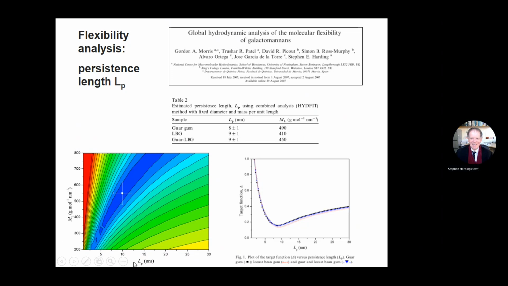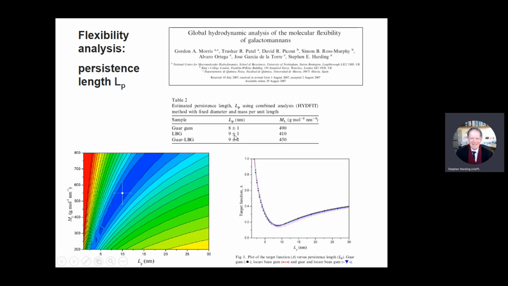From the minimum, you get an estimate of the persistence length and the mass per unit length. So for this particular molecule, which is guar gum, it has a persistence length of about 9 nanometers, or 8 plus or minus 1. These are different polysaccharides here, locust bean gum.